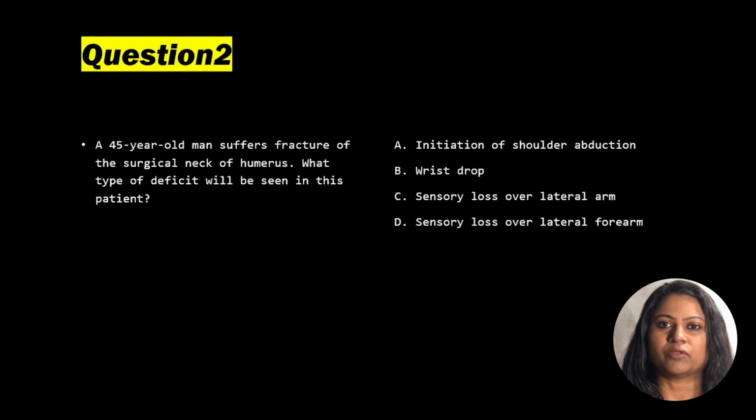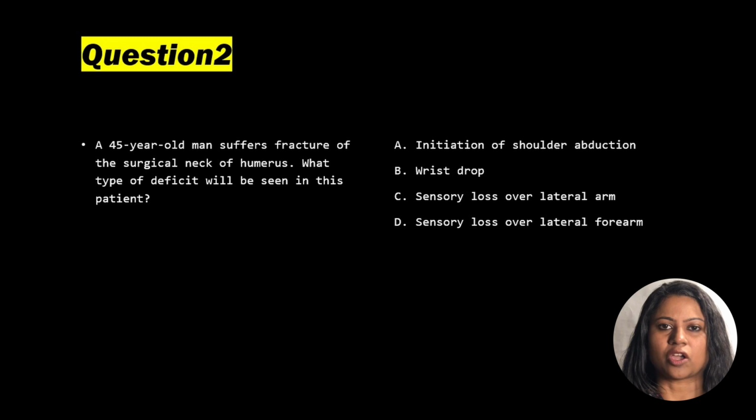Question 2. A 45-year-old man suffers fracture of the surgical neck of humerus. What type of deficit will be seen in this patient? Option A, initiation of shoulder abduction. Option B, wrist drop. Option C, sensory loss over lateral arm. Option D, sensory loss over lateral forearm.